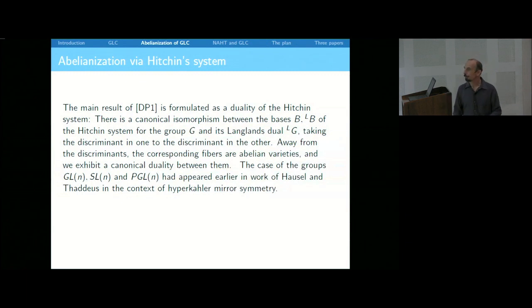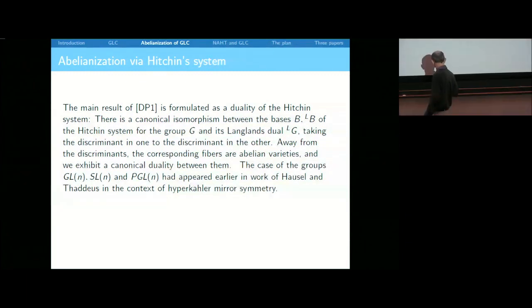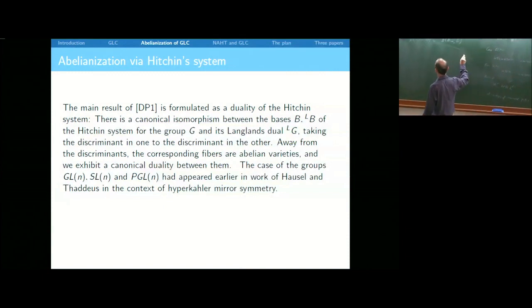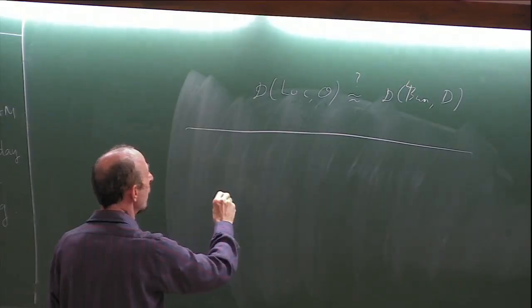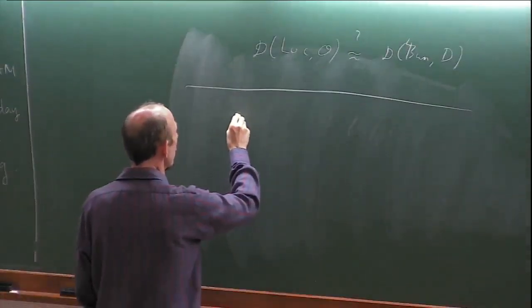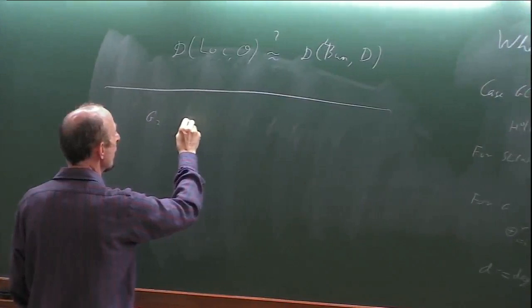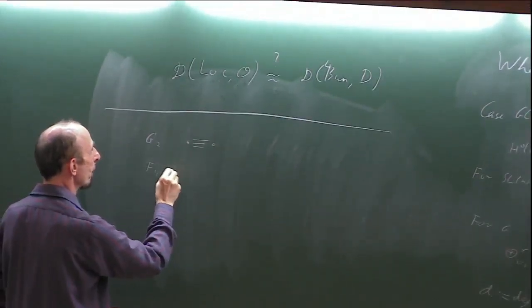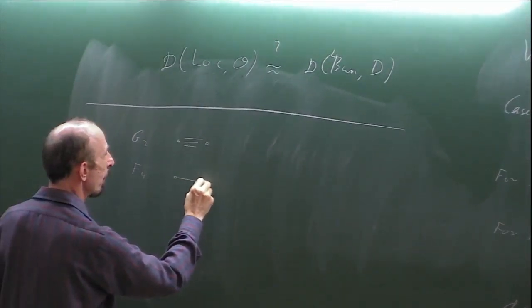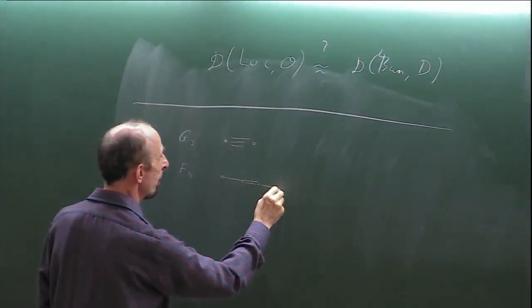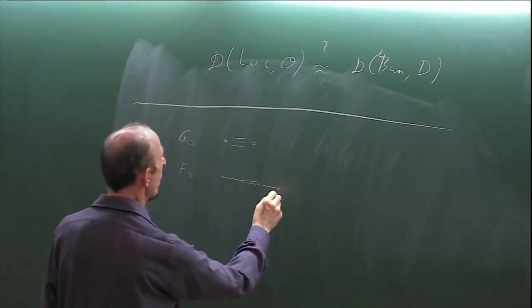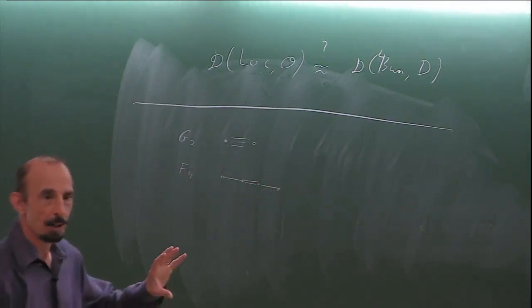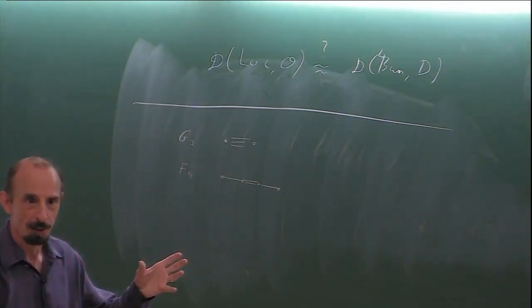What happens is, G2 is this Dynkin diagram, and F4 is, did I get it right? I think that's the right description. So what happens in these cases is they are Langlands self-dual.